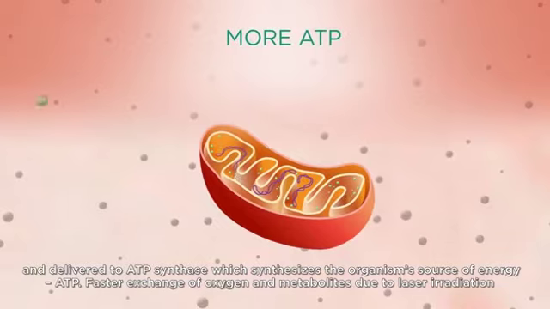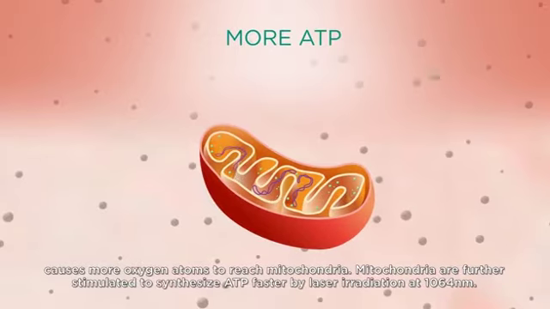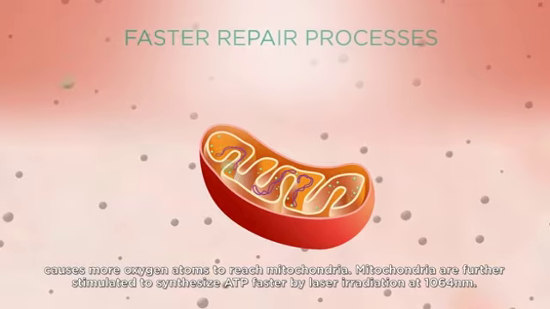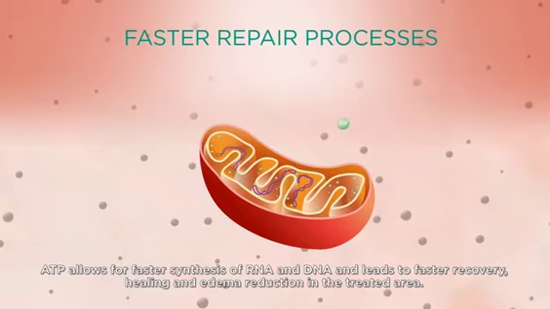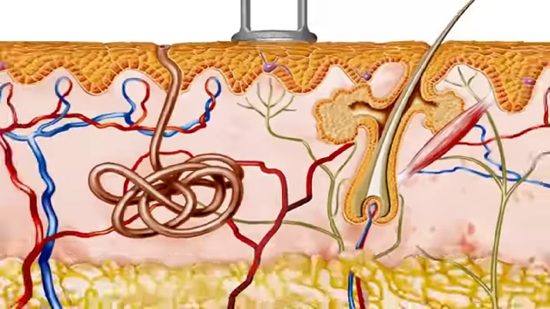A faster exchange of oxygen and metabolites due to laser irradiation causes more oxygen atoms to reach mitochondria. Mitochondria are further stimulated to synthesize ATP faster by laser irradiation at 1064 nanometers. ATP allows for faster synthesis of RNA and DNA and leads to faster recovery, healing, and edema reduction in the treated area.